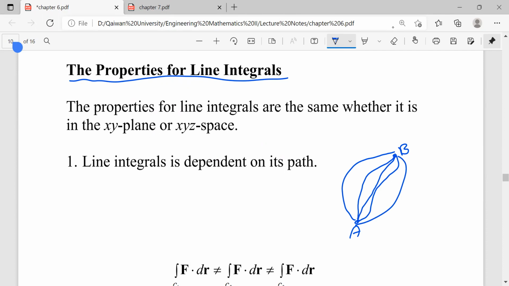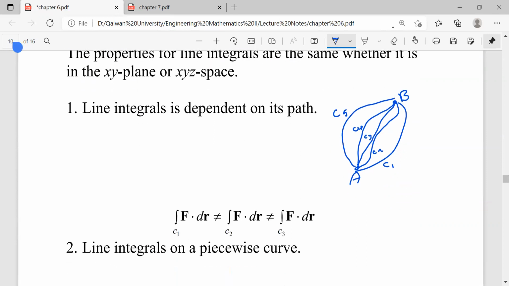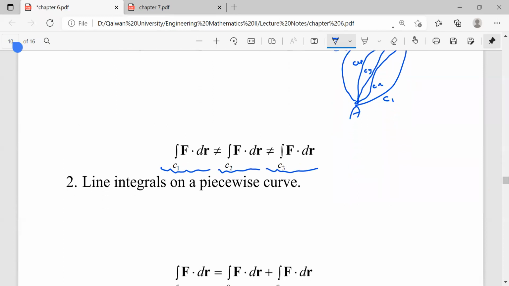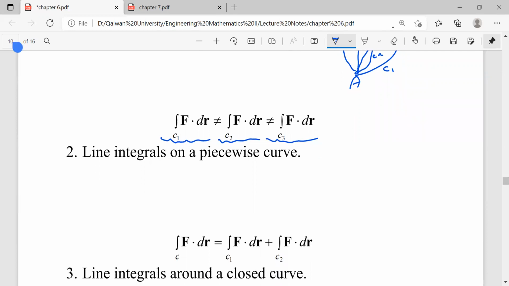This is C1, this is C2, this is C3, C4, and C5. As you see here, we have different paths or different curves. Over each of these curves, we get different results. We say the line integral over C1 doesn't equal the line integral over C2, and it also doesn't equal the line integral over C3. That means from one path to another path, the line integral is going to be different. I mean, we get different results.